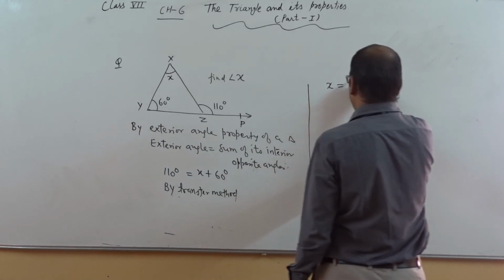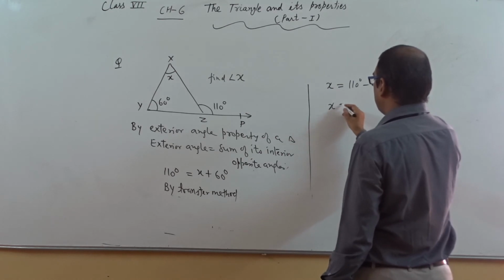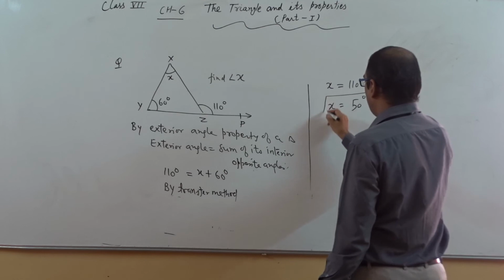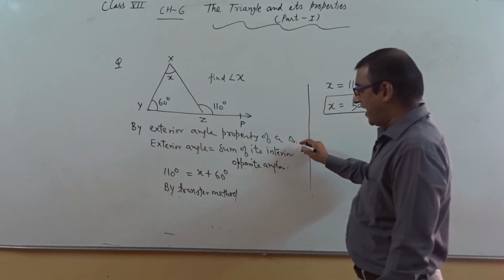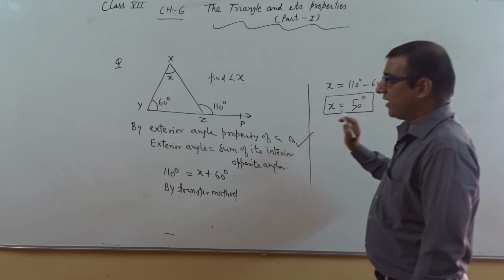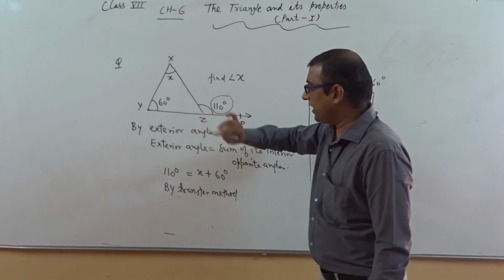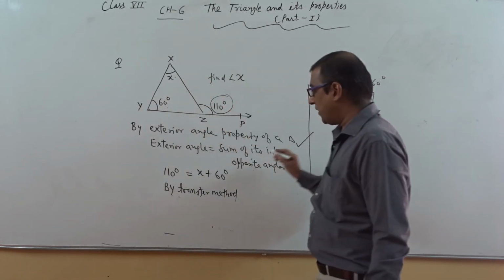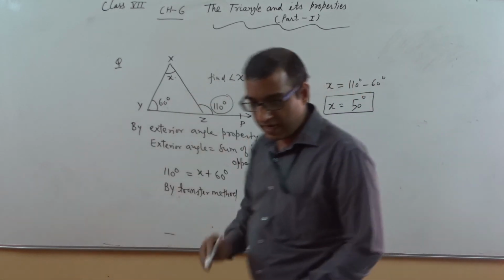We can say X is equivalent to 110 degree minus 60 degree. So X equals 50 degree. So this is the value of the exterior angle with the help of the exterior angle property of a triangle, in which 110 degrees is the exterior angle and its interior opposite angles are X and 60 degrees. So with the help of this property, we will identify the value of any unknown angles.